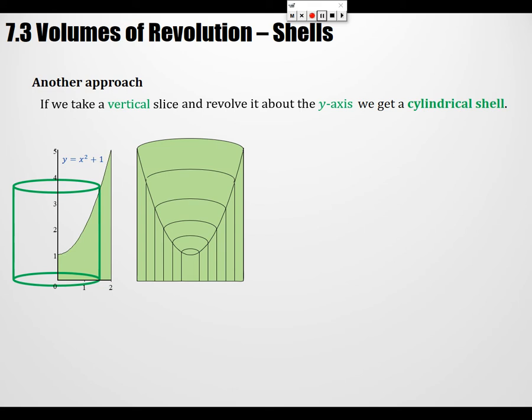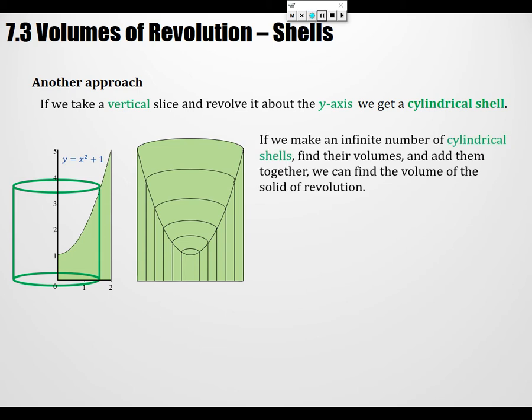So our task here will be to compute the volume of one of these small, infinitely thin shells, and then add them all up. That's the game plan. We're going to make an infinite number of cylindrical shells. Here we've pictured them with some thickness, but in reality there are an infinite number of them and they're all infinitely thin.